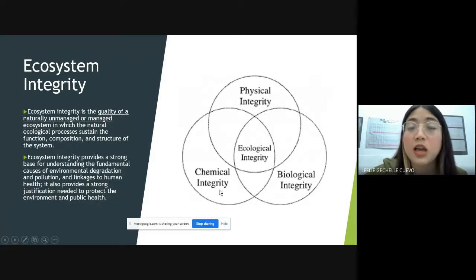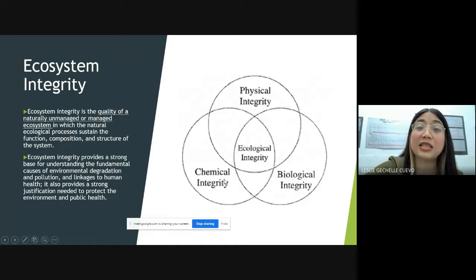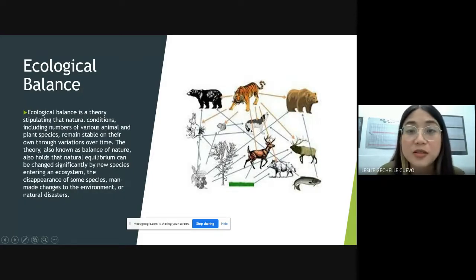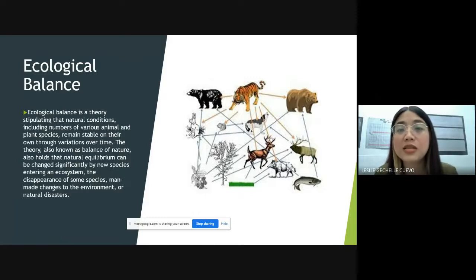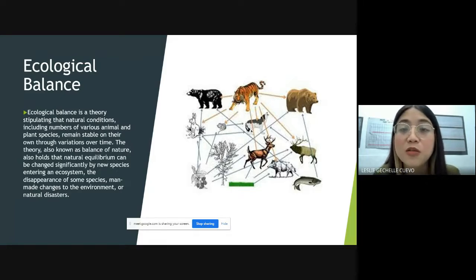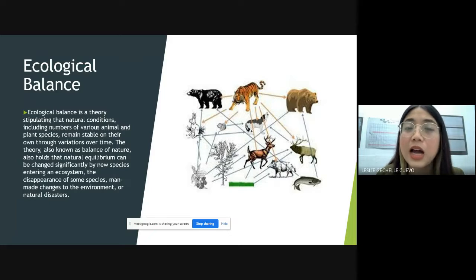Yun na nga, kung nagiging polluted na ang isang lugar, kapag hindi na livable sa isang lugar, sira na, nasisira ang ecosystem. Okay, ecological balance. So ecological balance is a theory stipulating that natural conditions, including numbers of various animal and plant species, remain stable on their own through variations over time. Yun nga yung sinasabi natin kanina na hindi kailangan ng tulong ng tao.